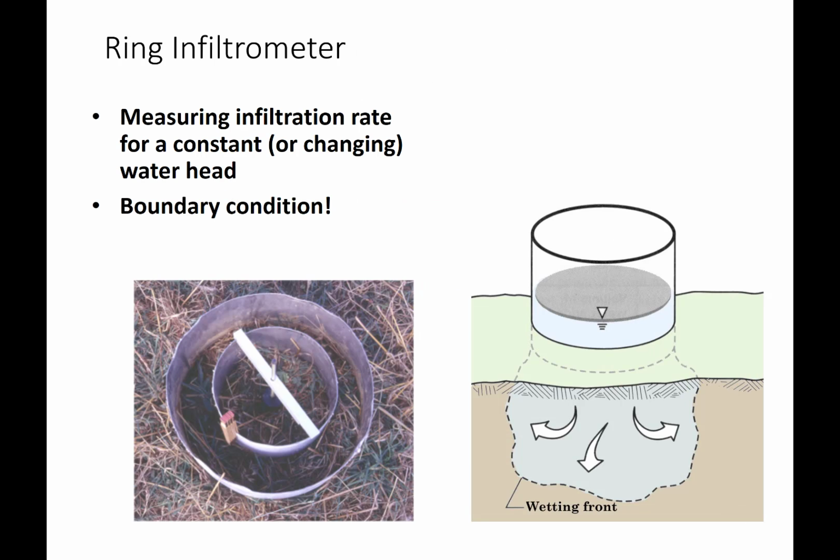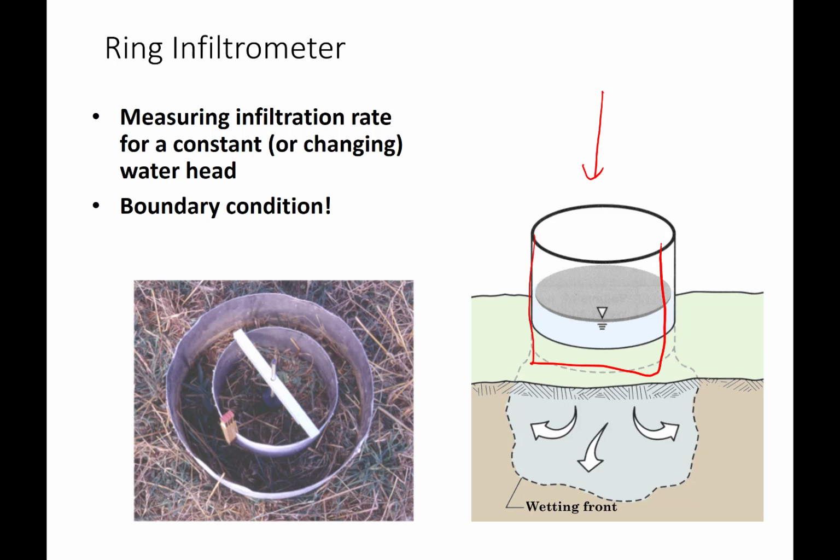Infiltration can be measured a variety of ways. The simplest way is with a ring infiltrometer. In this particular case, this is a single ring infiltrometer. You just put essentially this cylinder down into the ground, and you fill it up with a known amount of water, and you time how long it takes that water to go into the soil. And then you repeat that over time. That gives you a good indication of at least the infiltration rate of your surface material.